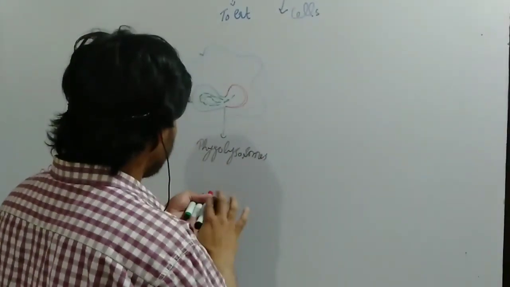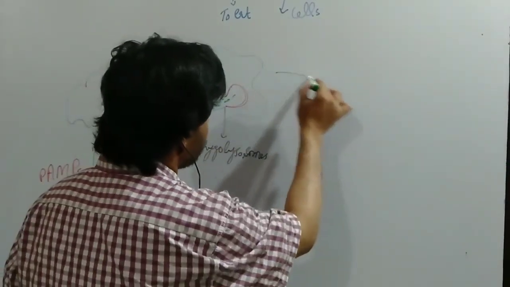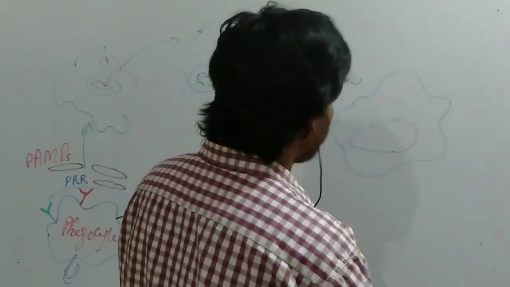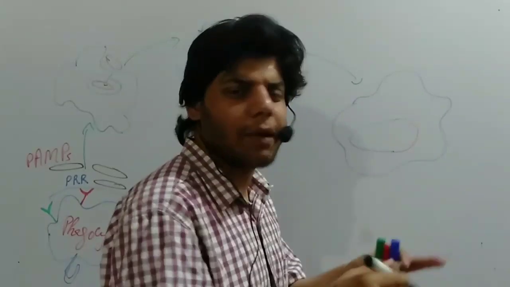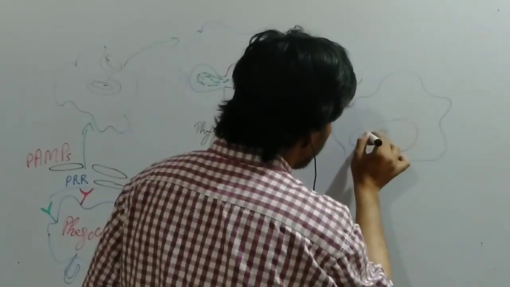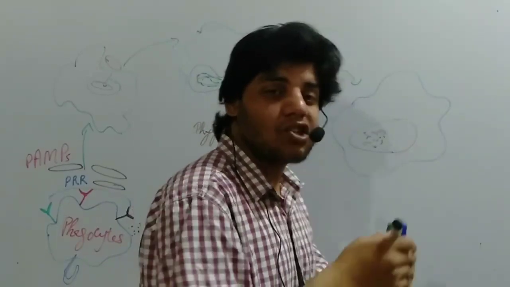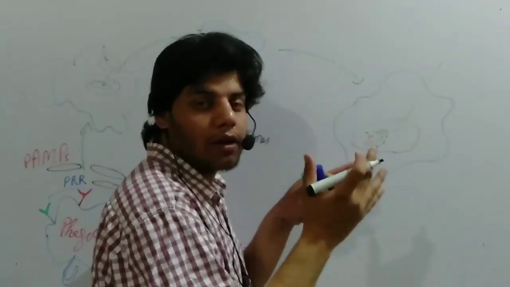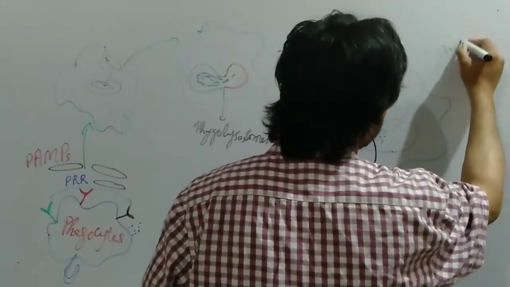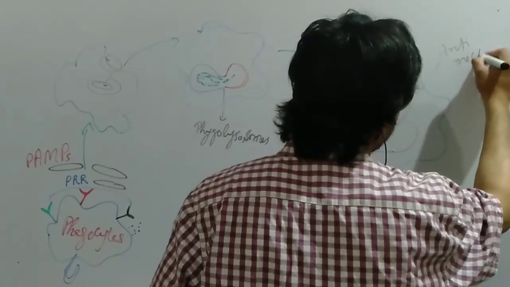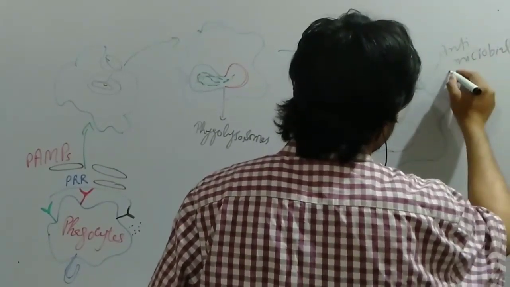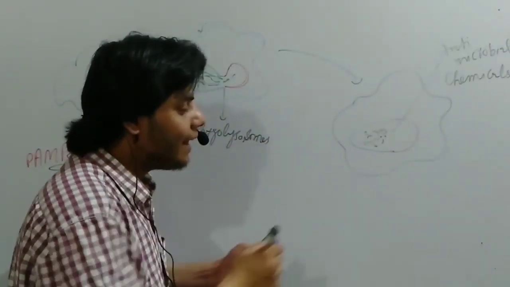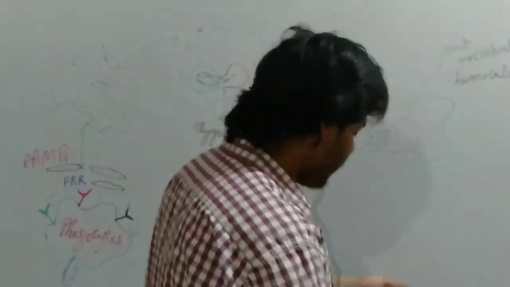So after that, what actually happens? The bacteria will be broken down into small fragments. This is the bacteria which is broken down into small fragments, or any microorganisms. It is broken down into small fragments with the antimicrobial chemicals. So let's suppose this complex contains antimicrobial chemicals. Then once it is converted into small fragments, what actually happens?